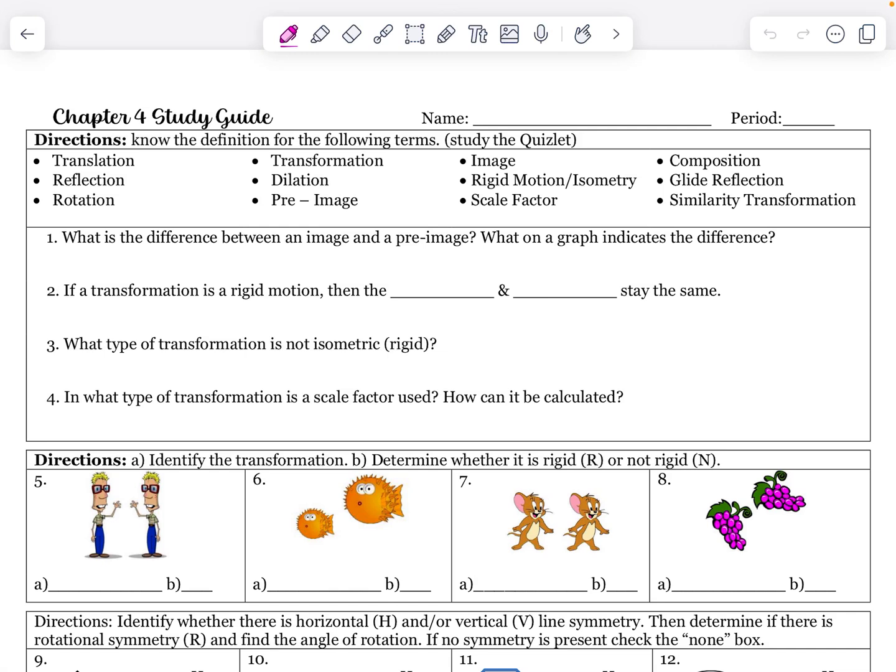You need to know the definition of these forms. I have made a Quizlet for you. I did not include glide reflection. I did include your 90 degree, 180 degree, and 270 rules, in case you need to go through that.